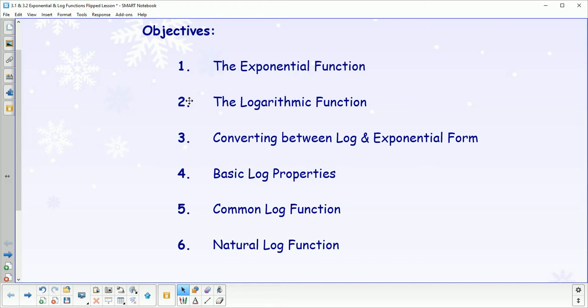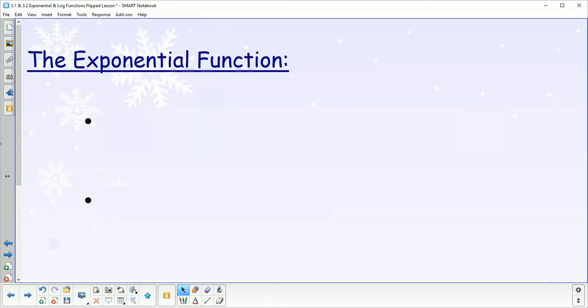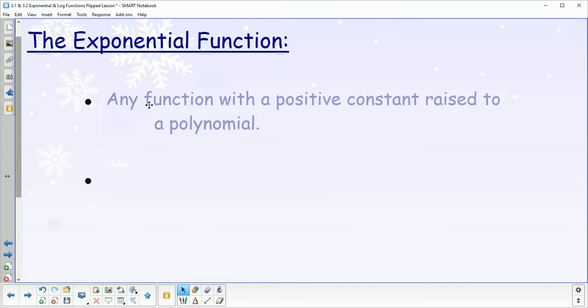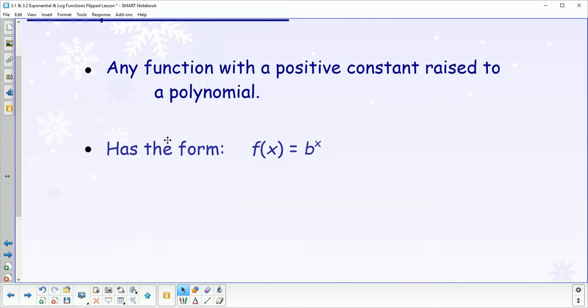So remember we talked about exponential functions in class today. An exponential function is going to have the form f of x equals b to the x. Essentially b has to be a positive constant raised to some power that has a variable. Okay, so our x has to be a variable.